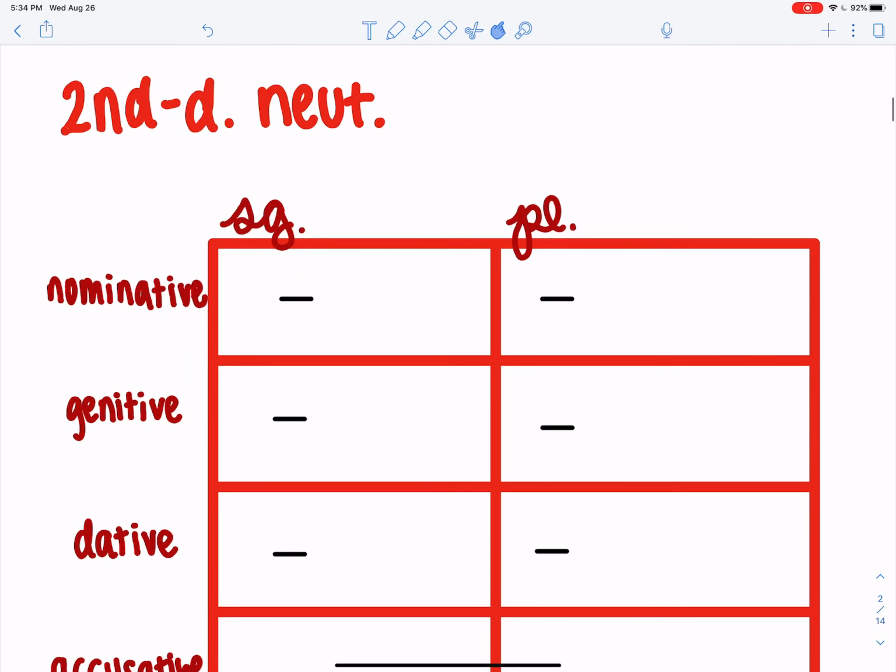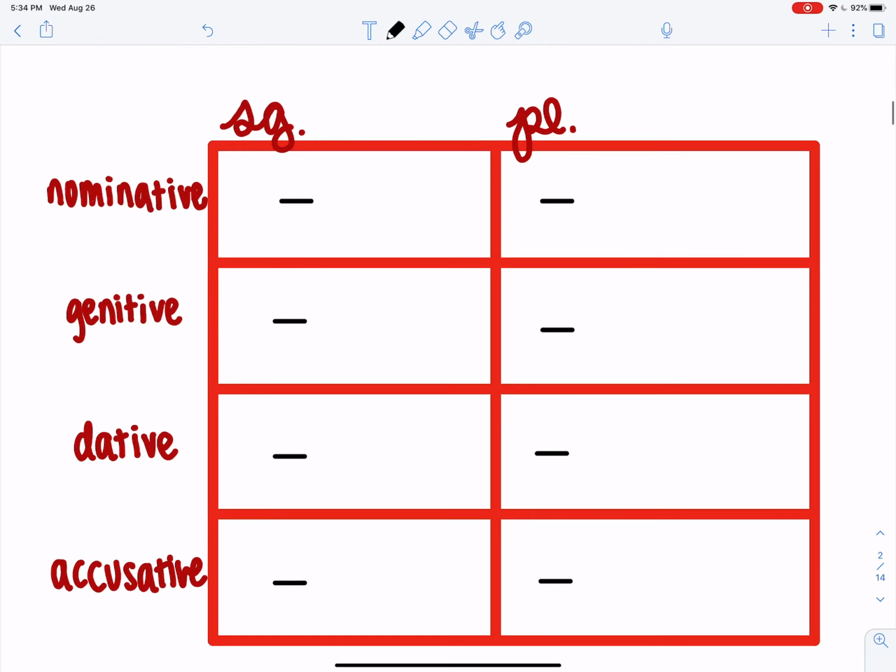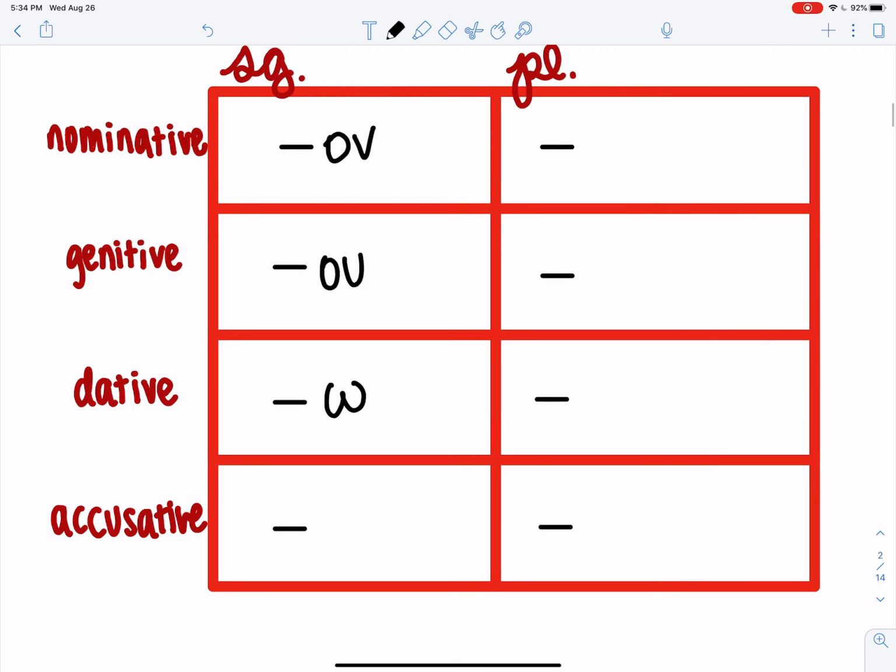So first we're going to start with the second declension neuter endings. So your nominative is omicron nu, on, genitive u, omicron upsilon, dative o, omega with an iota subscript. That should be no surprise to you at this point, given masculine and feminine both having that. And then accusative is on again. Now this makes sense because just like in Latin, the nominative and accusative forms look exactly the same.